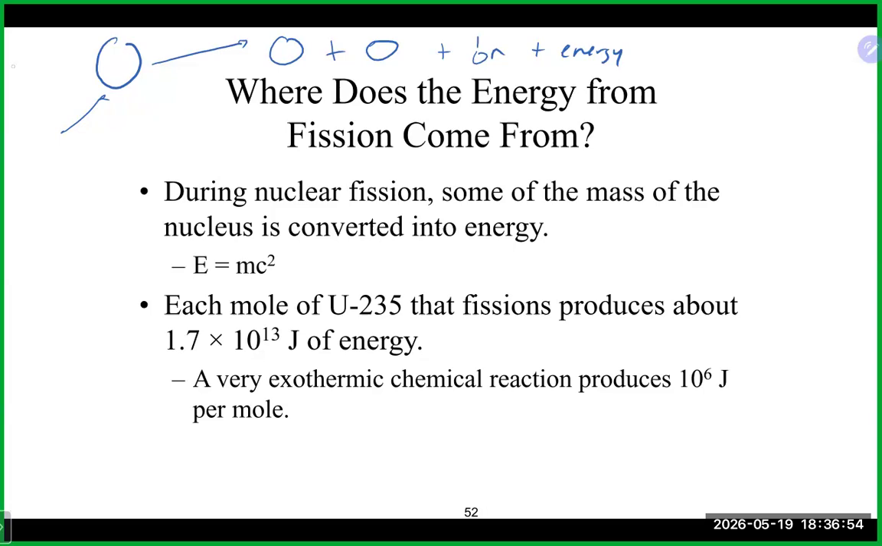You could also cause it to happen by, for example, shooting something like a neutron at something that's stable, and then it doesn't get very happy when you do that, and it becomes unstable and will go through this sort of process.